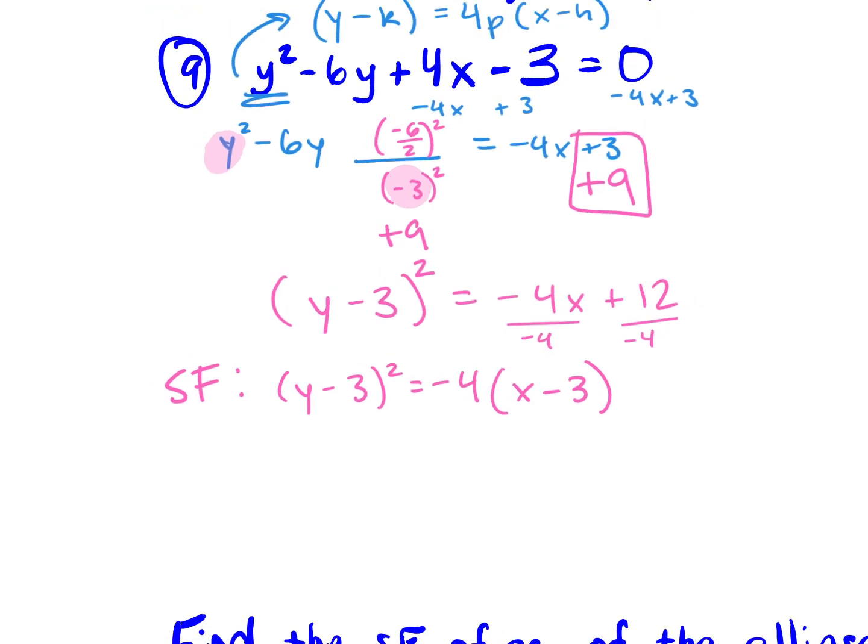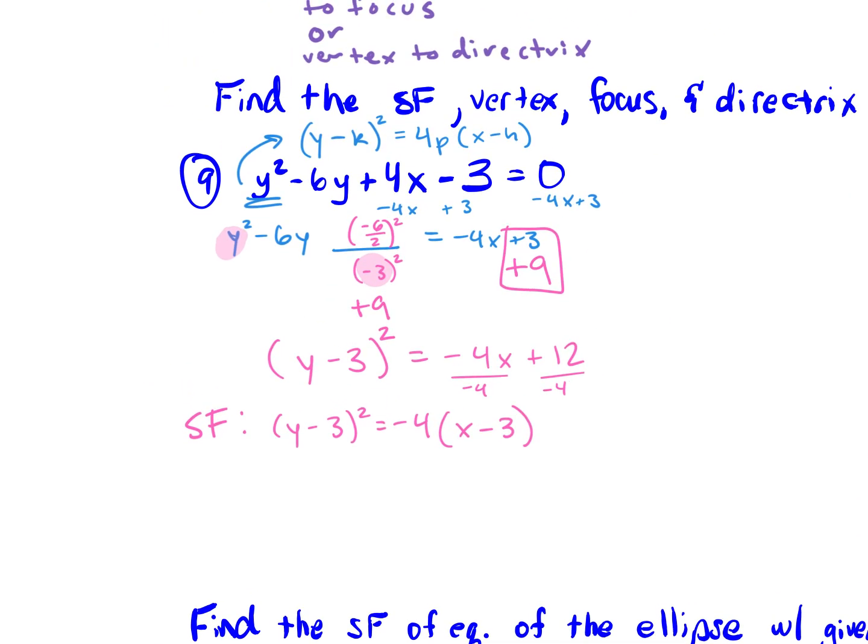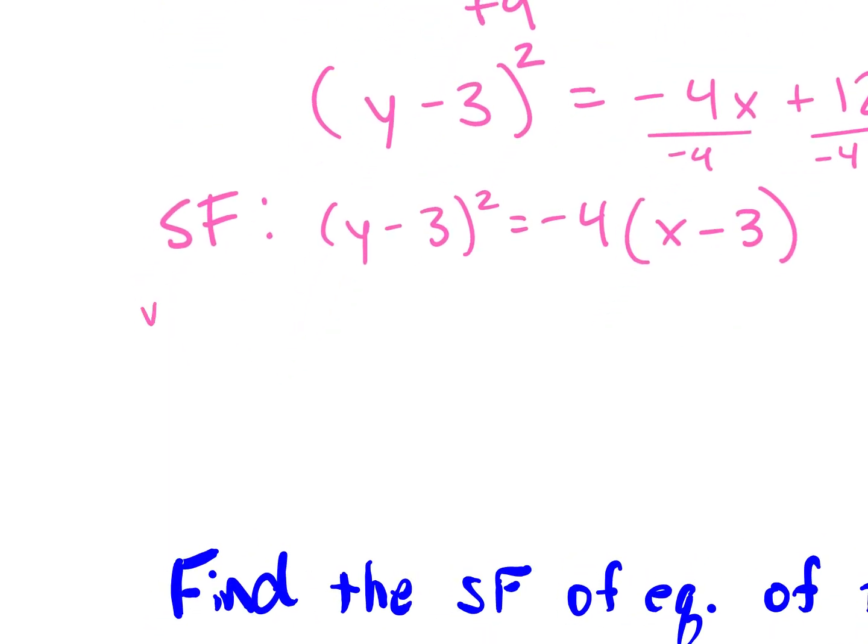All right, we also want to find our vertex, focus, and directrix. So what's my vertex? 3, 3, perfect. Be careful here because this is H and this is K. Here it just happens to be the same number, but be careful that it's in a different order here, H and then K. So that's my vertex.